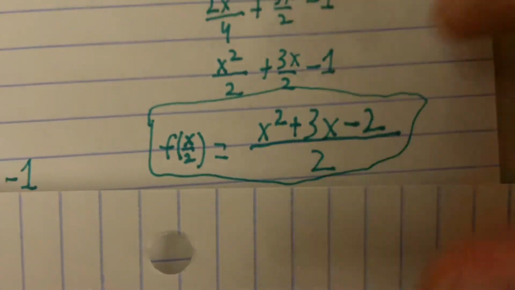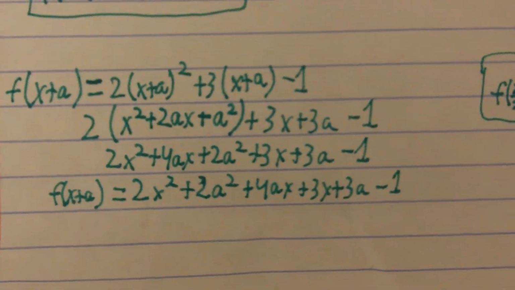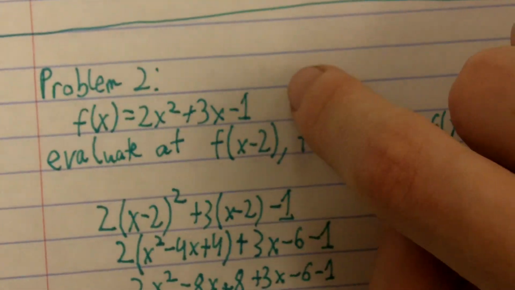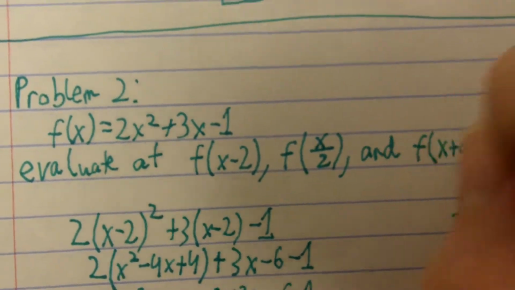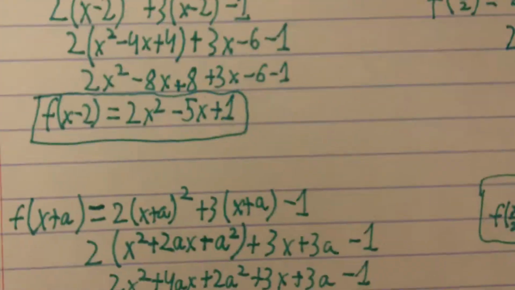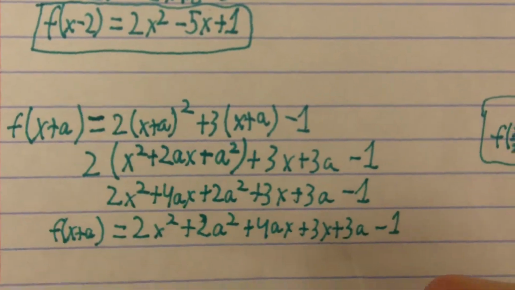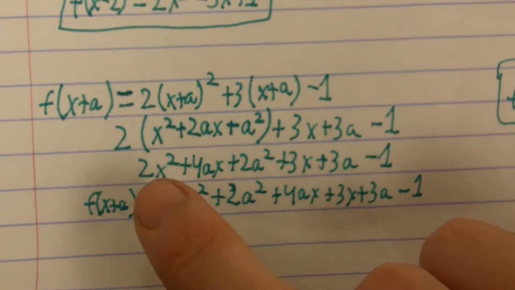And lastly, this one looks very messy, but it's the exact same principles. F of x plus a. So again, original equation, 2x squared plus 3x minus 1. Every single time that we see x, we are going to put x plus a there. So 2 times x plus a squared plus 3 times x plus a minus 1.